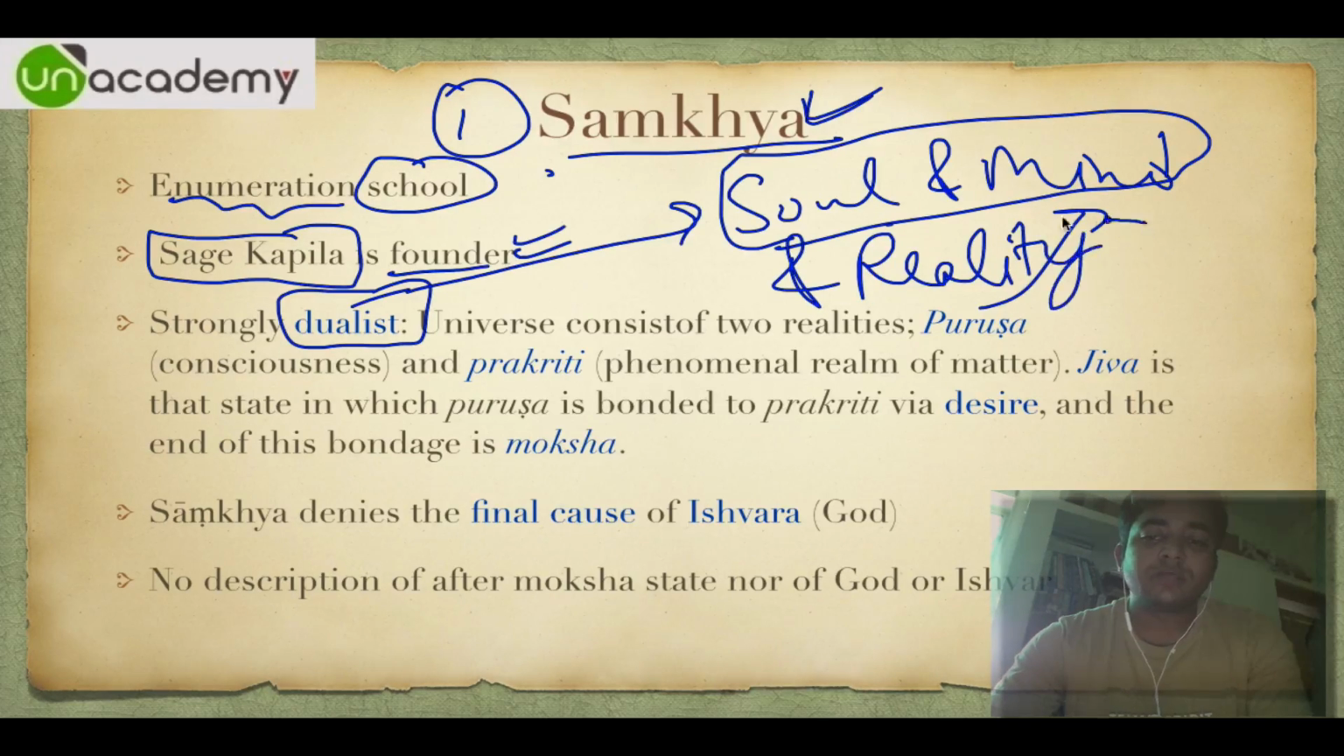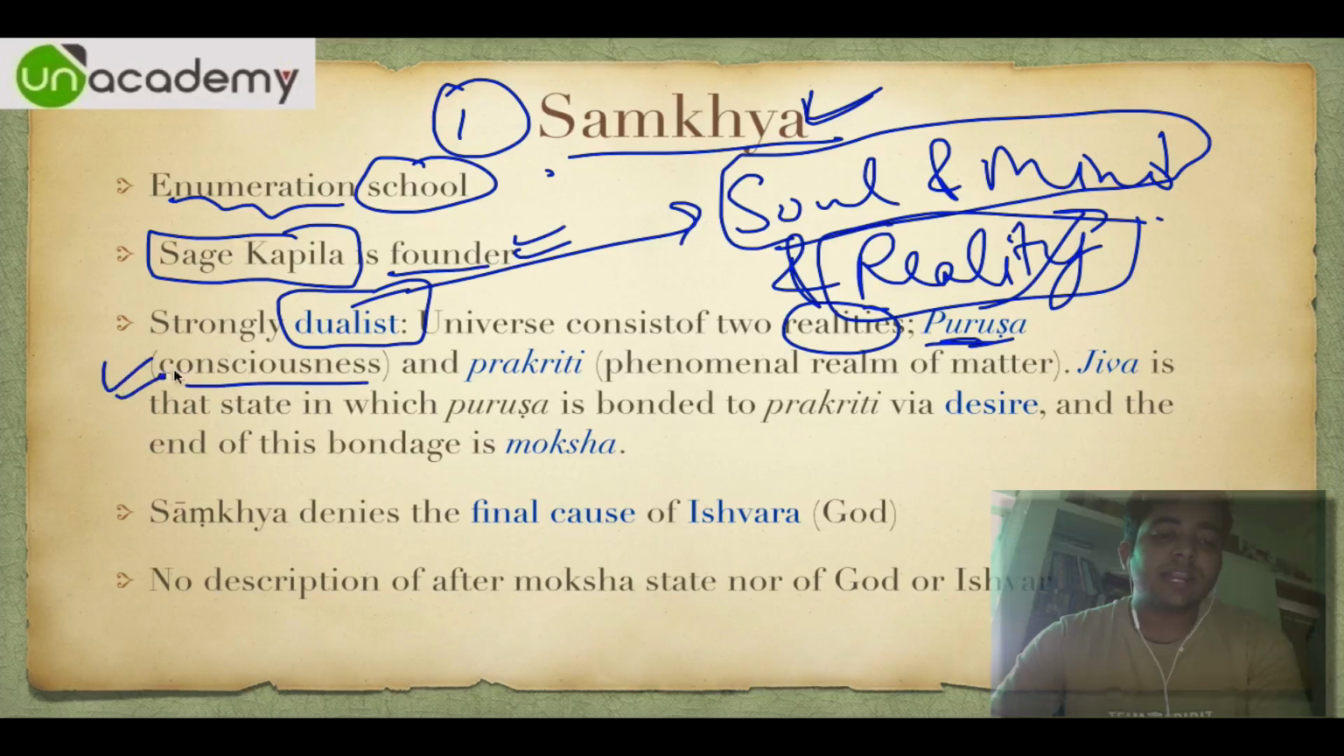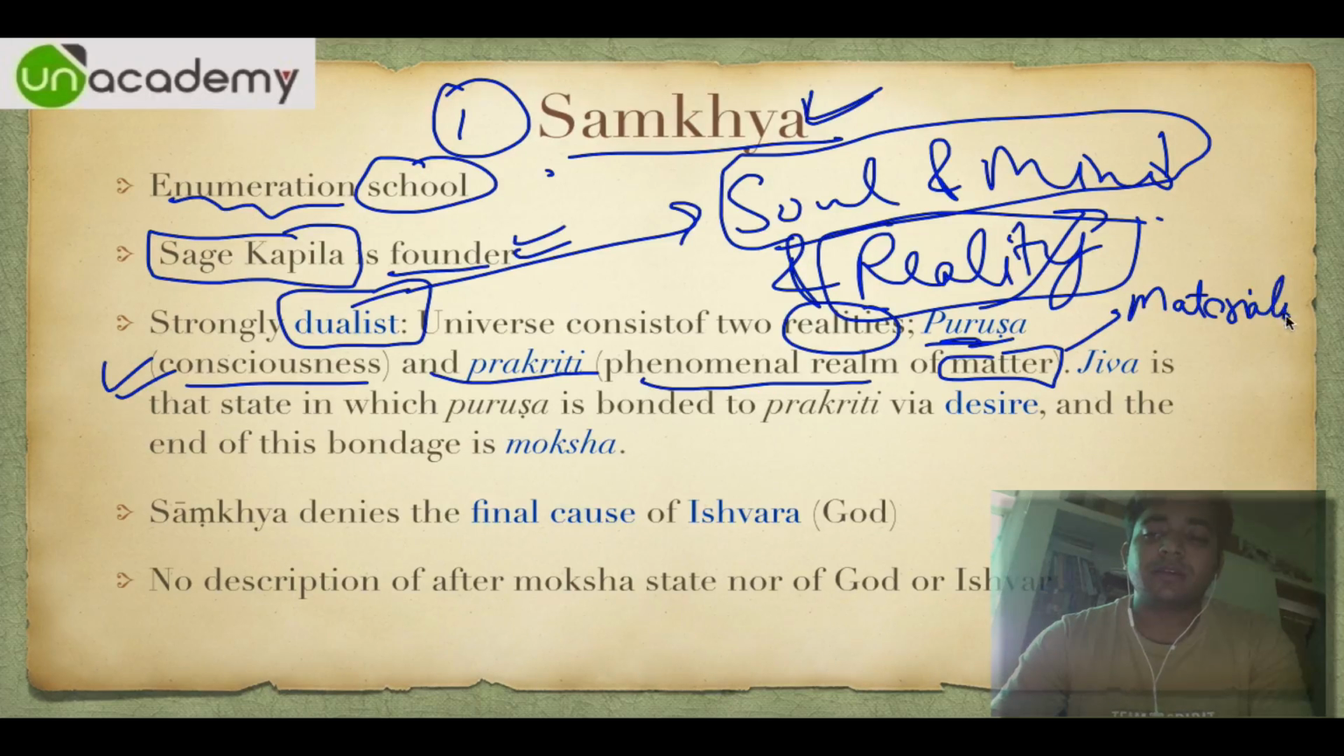There is dualism everywhere. So here the dualism is two realities, that is Purusha is the consciousness, and Prakriti is the phenomenal realm of matter, that is something called materialism, or which is tangible. You can't touch Purusha but you can touch Prakriti, that is tangible. Then something called Jeev. Jeev is that state in which Purusha is bonded to Prakriti.